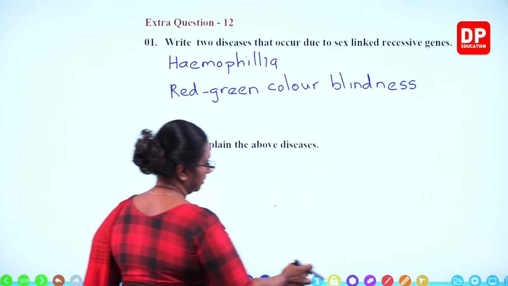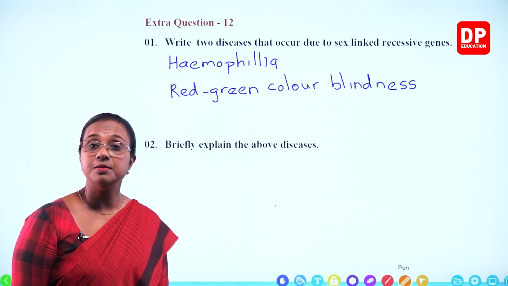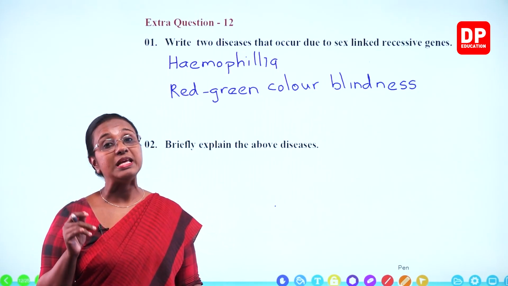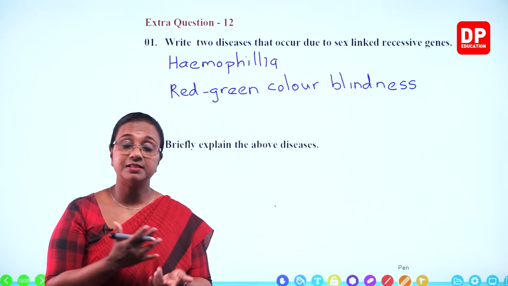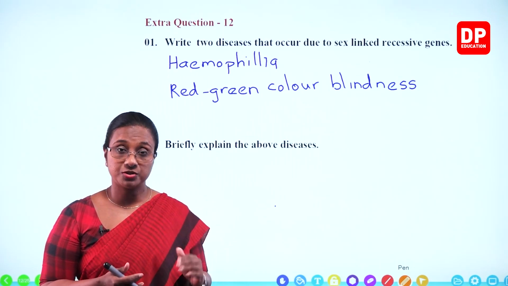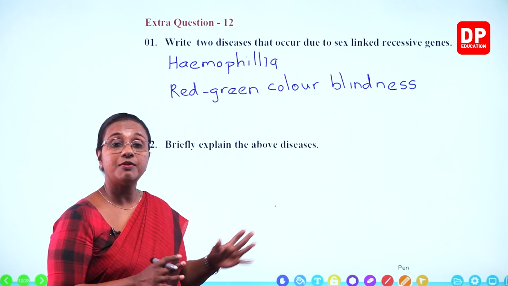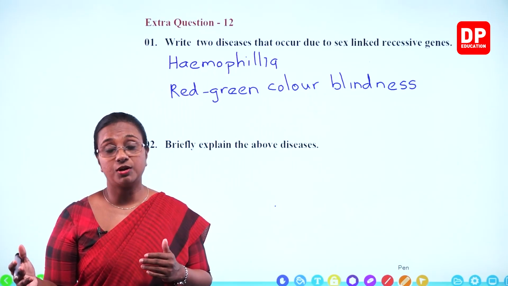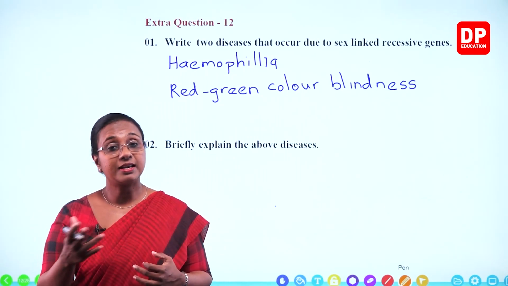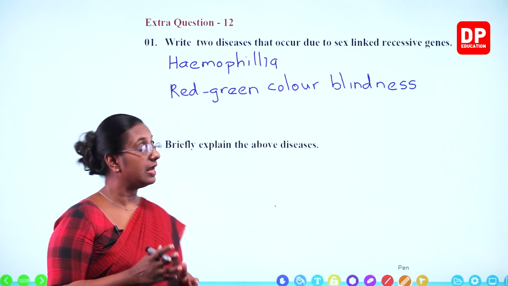Then the second question, briefly explain the above diseases. What is hemophilia? Normally the blood has to clot when there is a bleeding site or a wound. When there is a cut, there is a wound. If there is bleeding, then due to the platelets, the blood should clot so that it prevents excessive bleeding and you are safe. But a person suffering from hemophilia, the blood does not clot. So if he or she meets with an accident or if there is a wound, there can be excessive bleeding and due to that the person can die. That is the hemophilia condition.